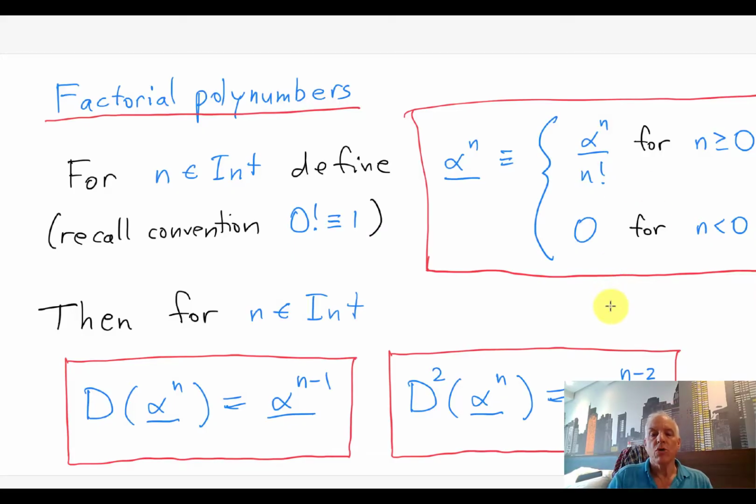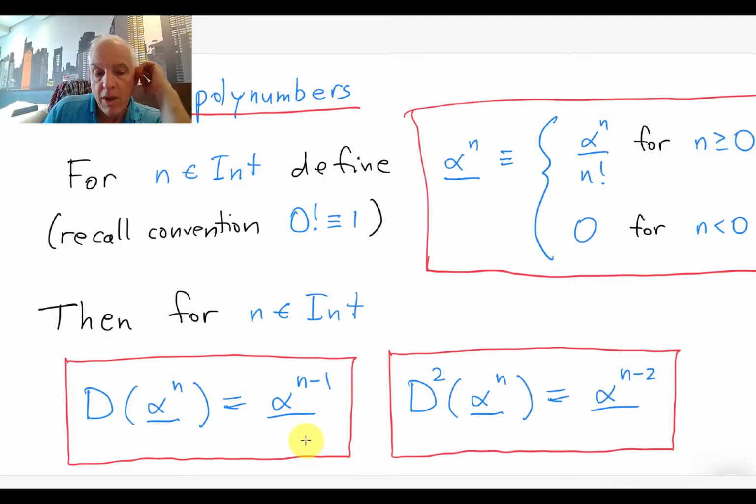Okay, so we now have these variant polynumbers defined for general integers, and that turns out to mean that we can have a consistency with respect to differentiation, which is very pleasant. Given essentially by this rule here: if you have an integer n, then the capital D derivative of alpha to the n underscore is equal to alpha to the n minus 1 underscore.